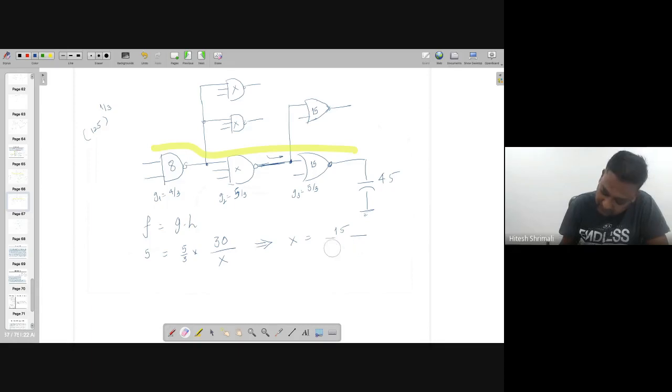Now x equal to 5 by 3 multiplied by 30 by 5. So this makes 10. So in that case, this x will be replaced with 10 over here.